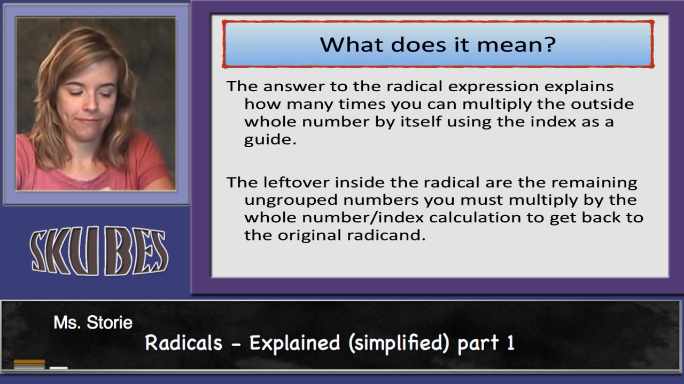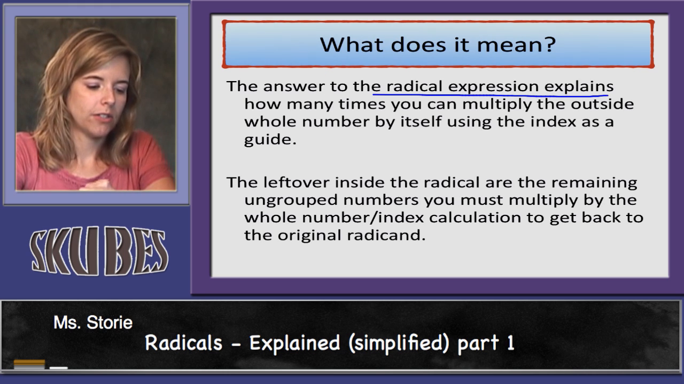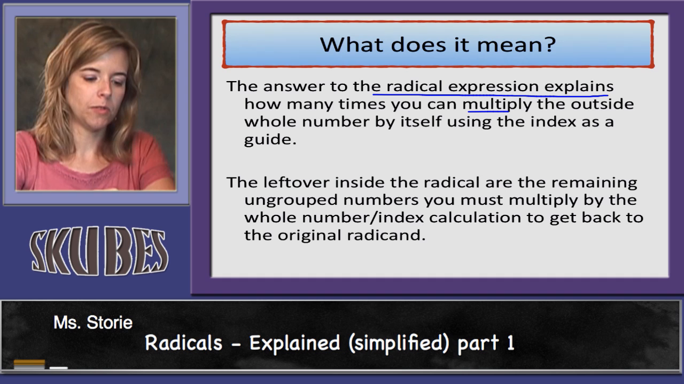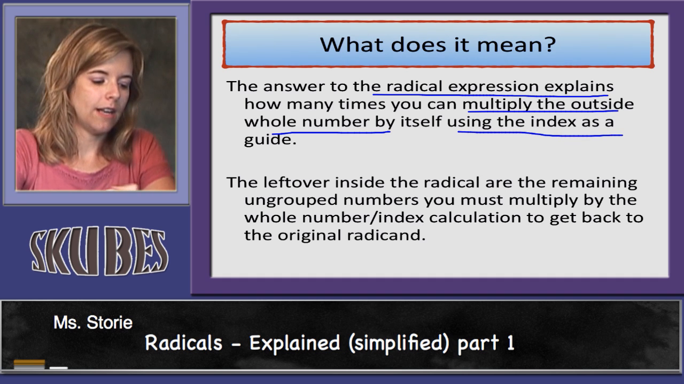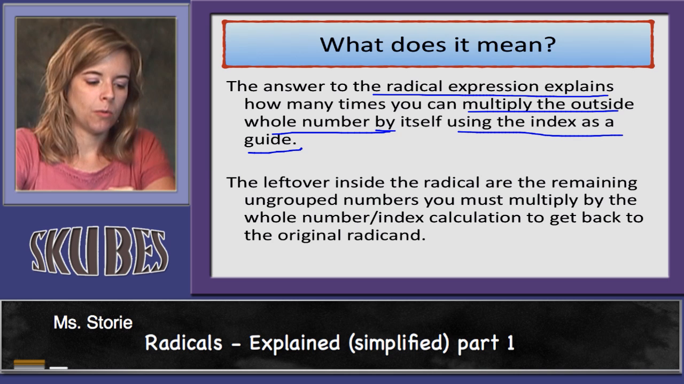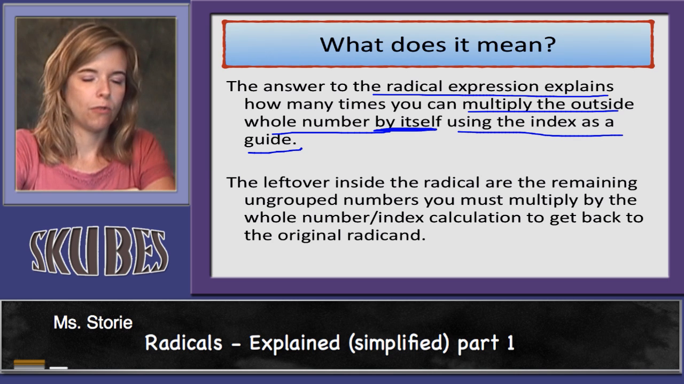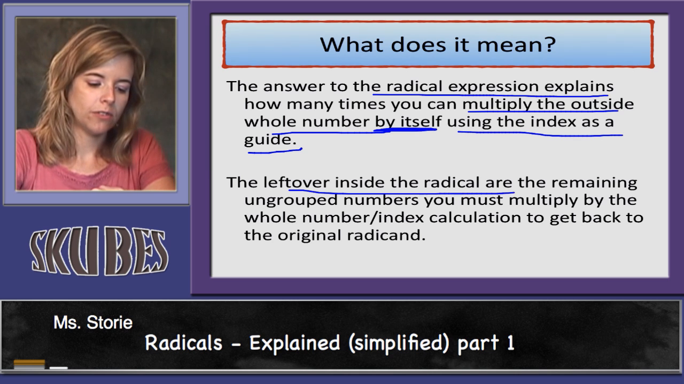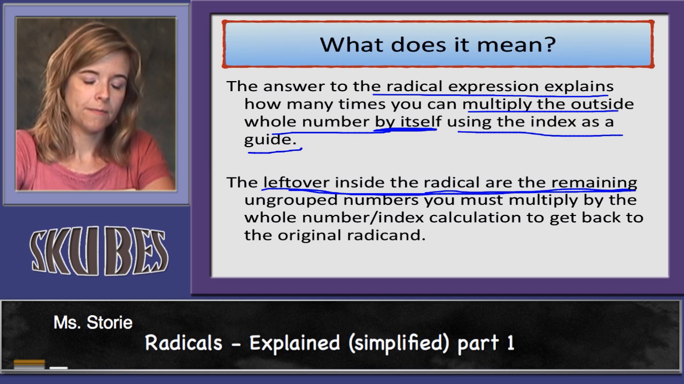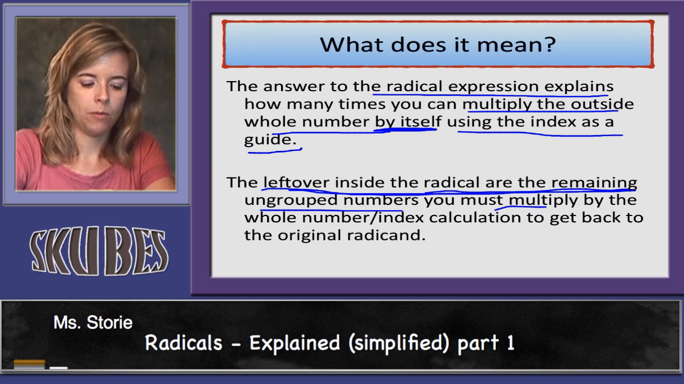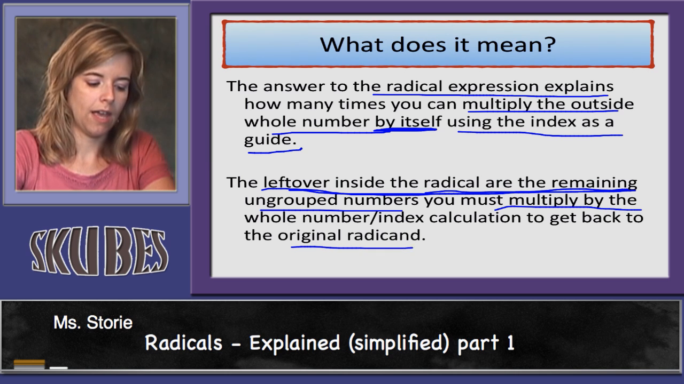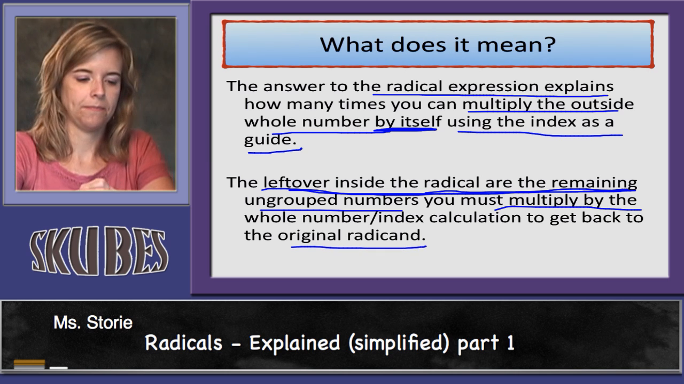What does all this mean? The answer to the radical expression explains how many times you can multiply that outside whole number, that 2, using the index as a guide. So we're multiplying the 2 by itself 4 times in a row. The leftover inside the radicand, inside the radical sign, that 2 and that 3, are the ungrouped ones. They couldn't make up groups of 4, so we left them behind. We multiplied them together, and they became our new radicand.